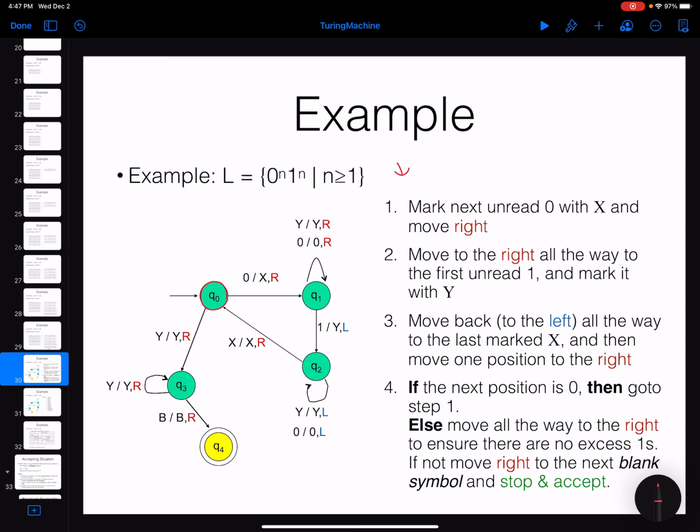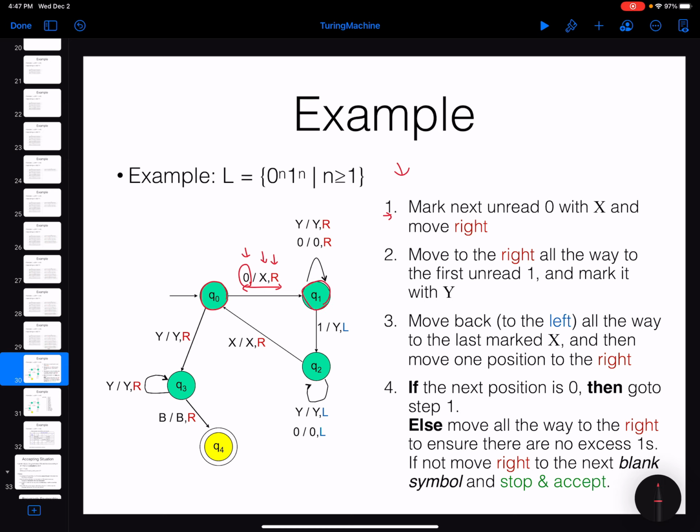If you see a 0, you replace it with an x, and you move to the right. Okay, you see that this is the transition. This is exactly the transition that you write. The next input symbol should be 0, okay? And you replace it with an x, and then you move to the right. Okay, this is the next step that you do. And so basically you are moving to the state q1.